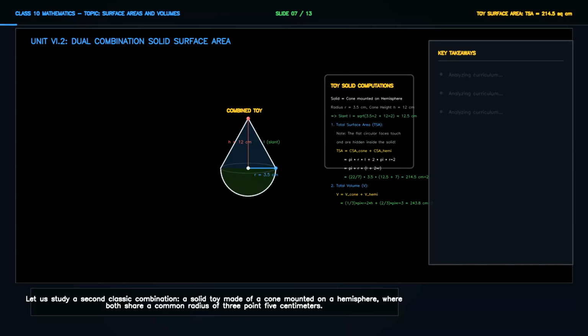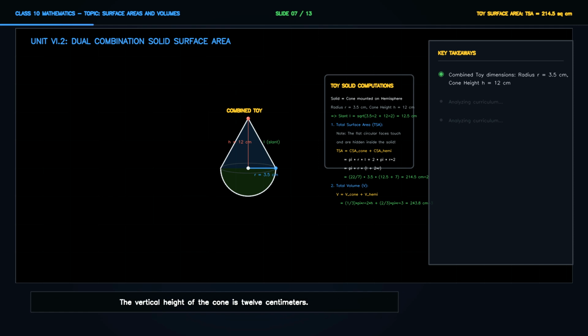Let us study a second classic combination, a solid toy made of a cone mounted on a hemisphere, where both share a common radius of 3.5 centimeters. The vertical height of the cone is 12 centimeters. To calculate the total surface area of this toy, we first find the cone's slant height, L.